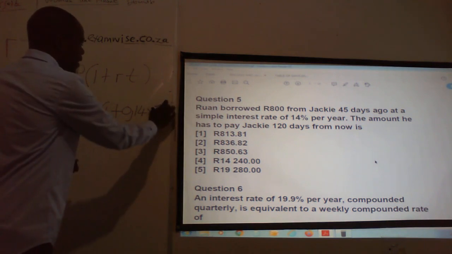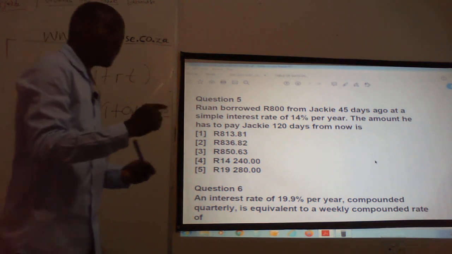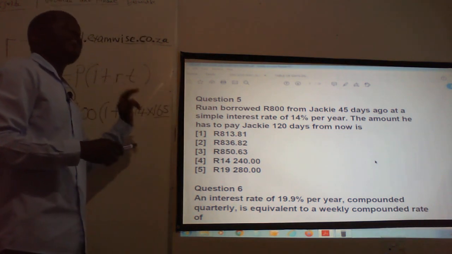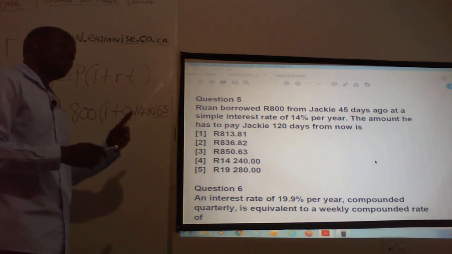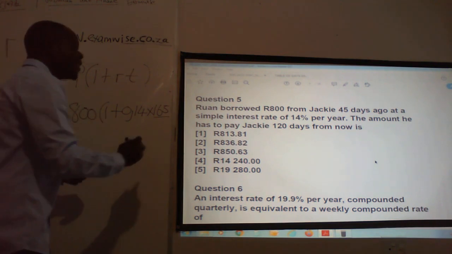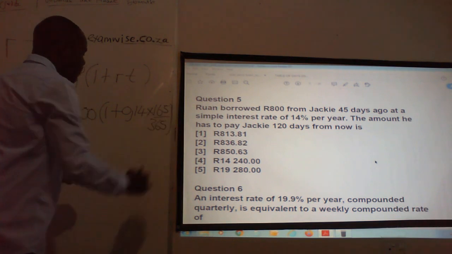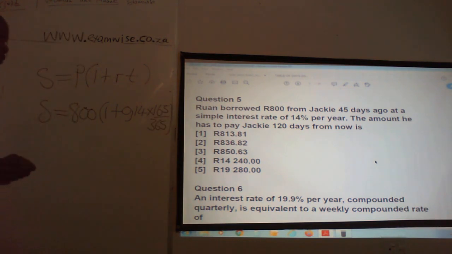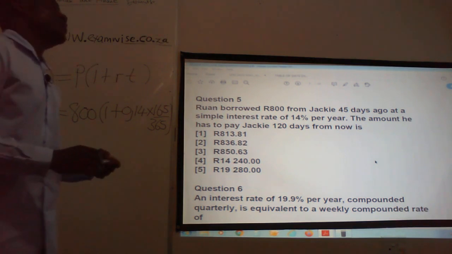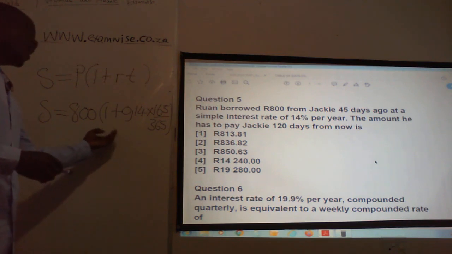So we have 165 days. And if you still remember, I said that t must always be in years. So 165 is days, but t must always be in years. To convert days into years, we divide by 365. So that is how we do it.